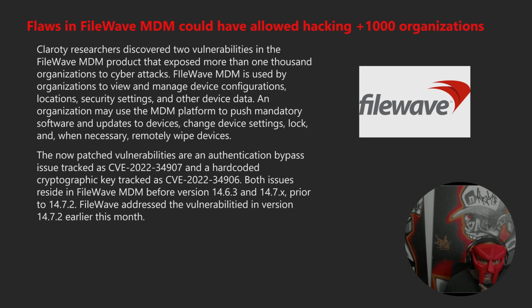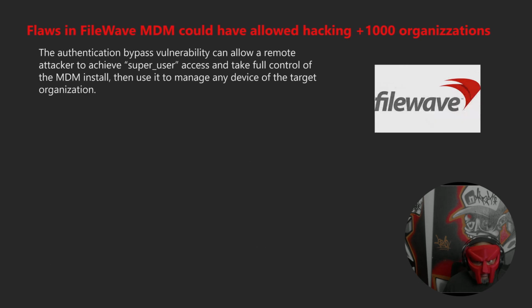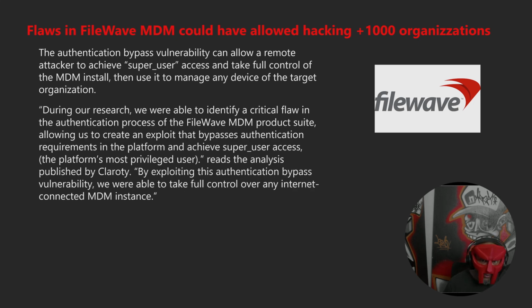The now patched vulnerabilities are an unauthenticated bypass issue tracked as CVE 2022-34907 and a hard-coded cryptographic key tracked as CVE 2022-34906. Both issues reside in FileWave MDM before version 14.6.3 and 14.7.x prior to 14.7.2. FileWave addressed the vulnerabilities in version 14.7.2 earlier this month. A remote attacker can trigger the vulnerabilities to bypass authentication and gain full control over the MDM platform and its managed devices. The authentication bypass vulnerability can allow a remote attacker to achieve super user access and take full control of the MDM install, then use it to manage any device on the target organization.